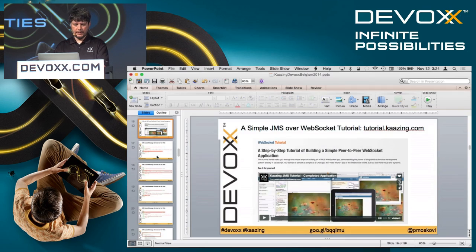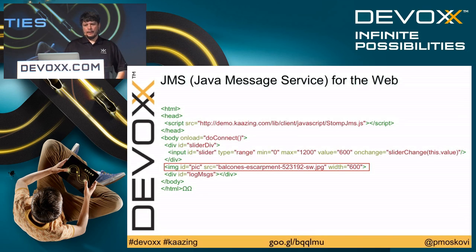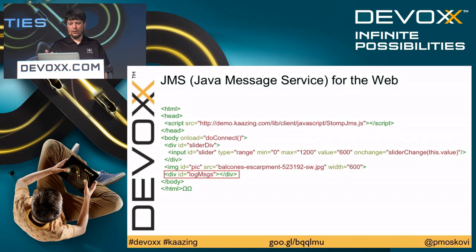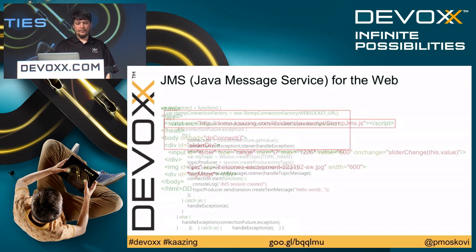Let me show you what this API looks like. In this world, you would need to create a web page. The web page contains the image. In addition to the image, we have the slider, and we have the log messages. These are 3 different divs, or 3 different elements. And in addition, we have a client library, and this client library does the magic of introducing basically the JMS API into our application. What do we have in the JavaScript?